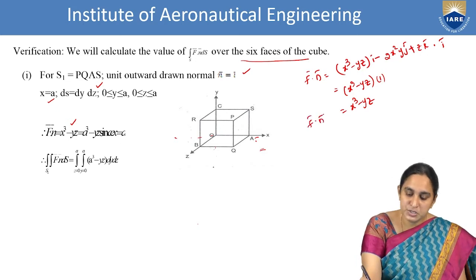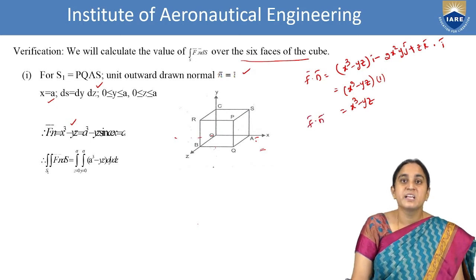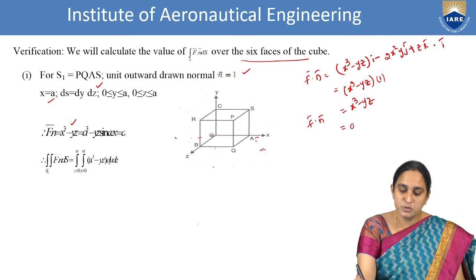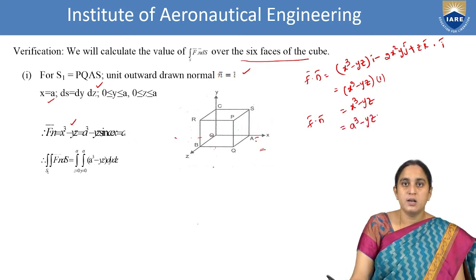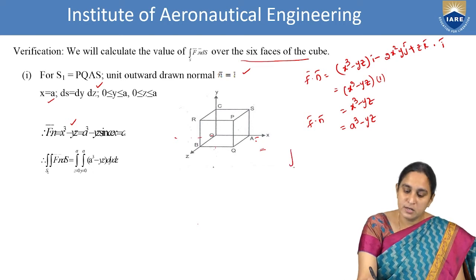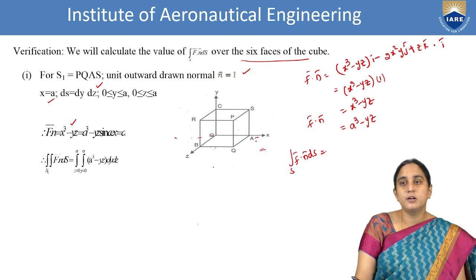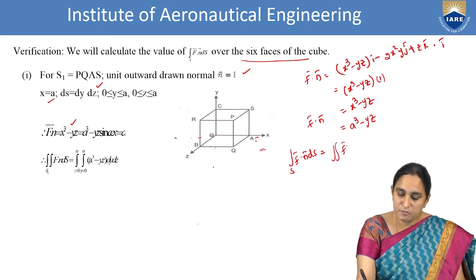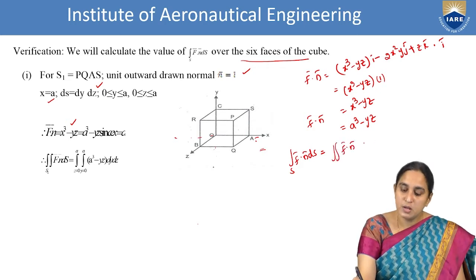But from the conditions here, what is x? X is equal to a. I am substituting here, that is a cube minus yz. Therefore, double integral over S of f bar dot n bar dS is equal to what? Double integral of f bar dot n bar dy dz.